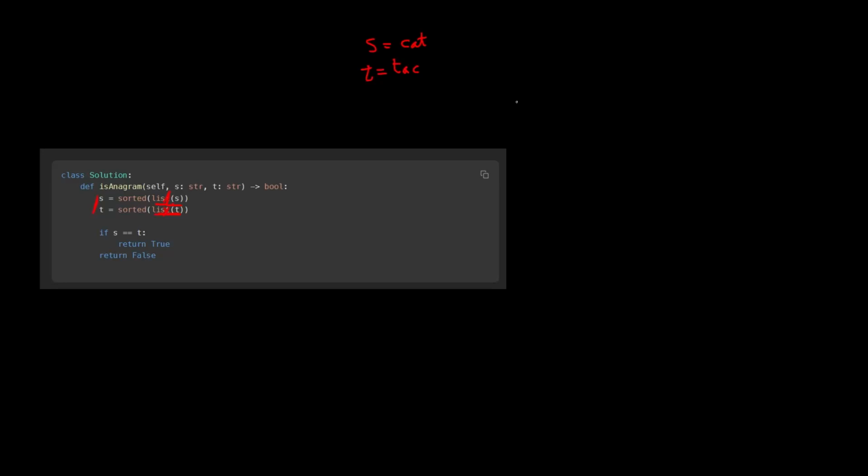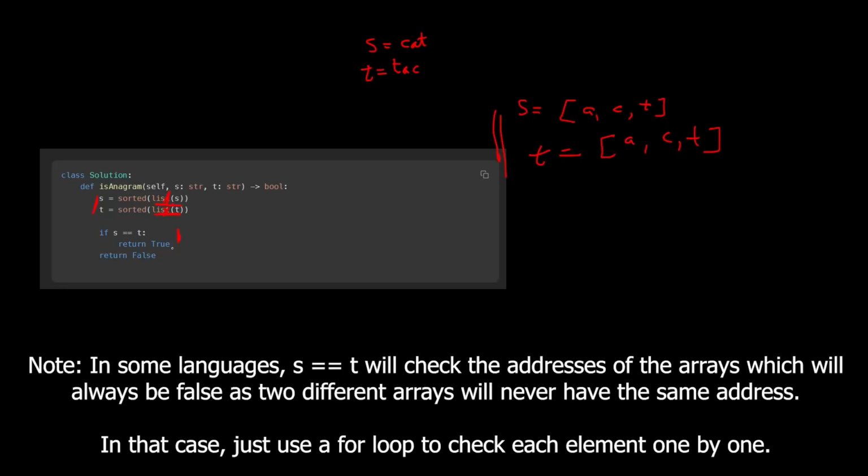So if you sort S using the sorted function, this will become A, C, and T. It will sort it according to the alphabetic order, and same T will also become A, C, and T. Since these both are equal, we know that T is an anagram of S, so we will return true. Else if it was not equal, we would have returned false.